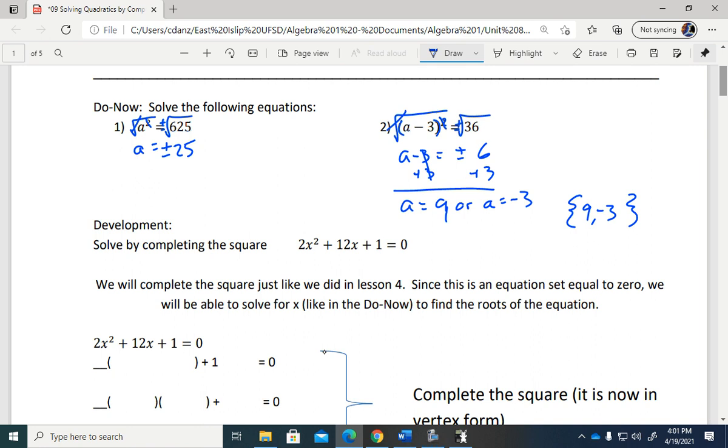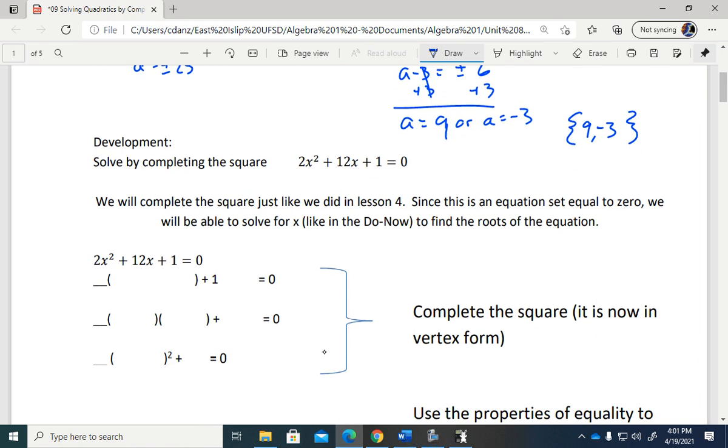So let's solve this equation by completing the square. Just like what we did in lesson 4, it's already set equal to 0. Remember, if it's not set equal to 0, you're supposed to get it equal to 0. And remember, I like to underline the first two terms. It reminds me that's where I'm undistributing. You undistribute the coefficient. So we'll take out the 2 from what I underlined, which means I'll be left with an x squared plus 6x. Remember, you leave a gap and you put the plus 1 on the outside, and you leave another gap, and it does equal 0.